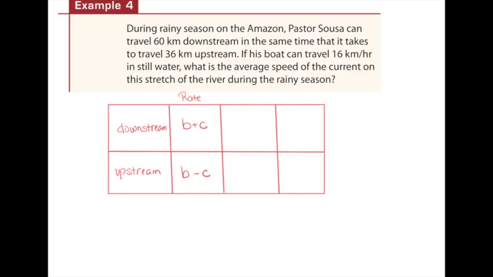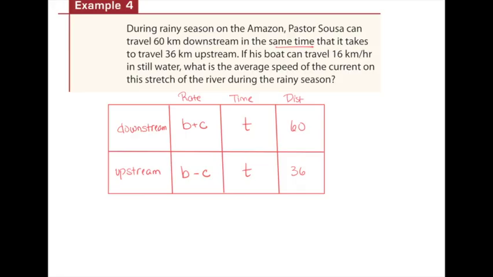Time. They actually don't tell us what the time is. What they do say is "in the same time," so I know that this is actually the same variable here. All right? Now, going downstream, he can go 60 kilometers. That's actually the distance that he travels. And going upstream, he only goes 36 kilometers. That's the distance.